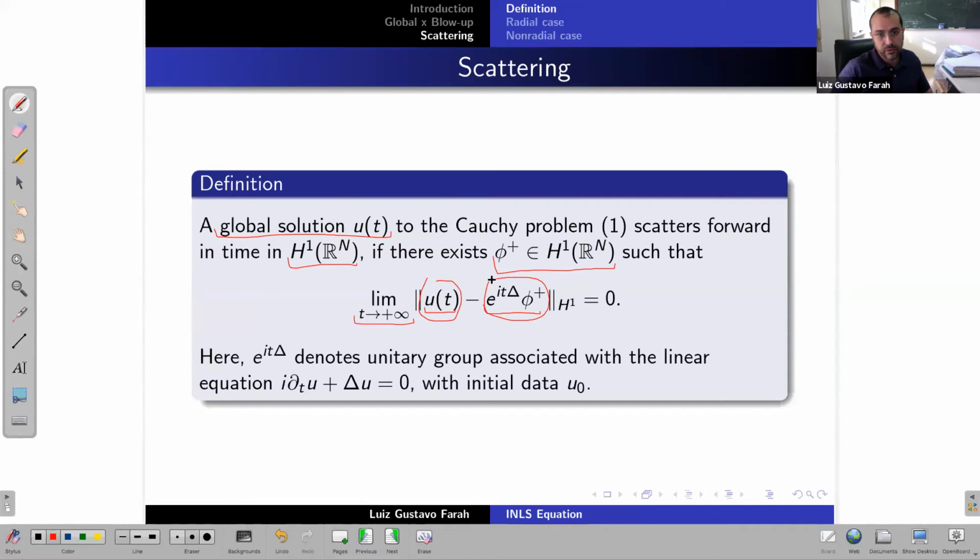So this is what we want to prove. We want to prove that all the global solutions scatter. With the same idea, you can say backward in time, right? What is backward? Backward means that you are taking t to negative infinity, and then you need to find different initial data for your linear evolution, right? If this goes to 0, then you say that this scatters backward in time. Okay, so this is the definition.